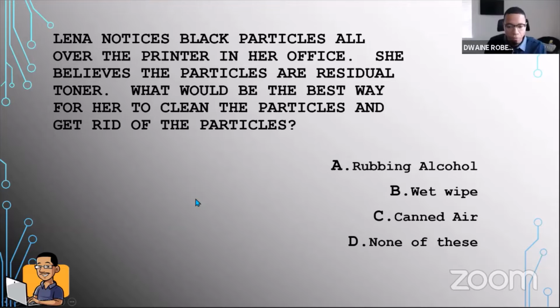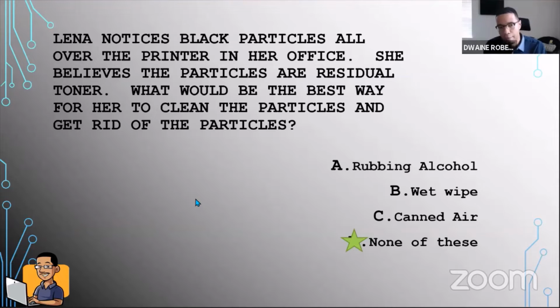All right, so none of those, right? Why is that? Okay, rubbing alcohol, right? Rubbing alcohol is no good for cleaning that stuff. And if you did use it, it's just going to smear the particles everywhere. The wet wipe is going to do the exact same thing. It's just going to smear the black toner all over the printer and all over everywhere else, all over your hands, all over her hands. And canned air, if you do that, it's going to blow it everywhere. So it isn't going to be on the printer, but it's going to be all over you and all over everything else. So in this case, the best way to get rid of it would be none of those.